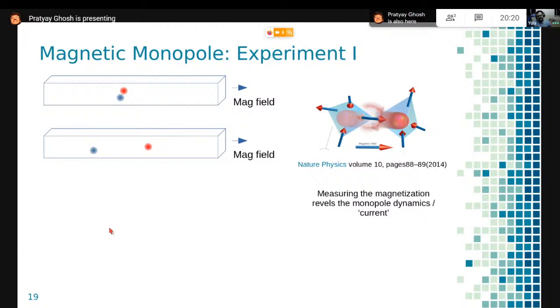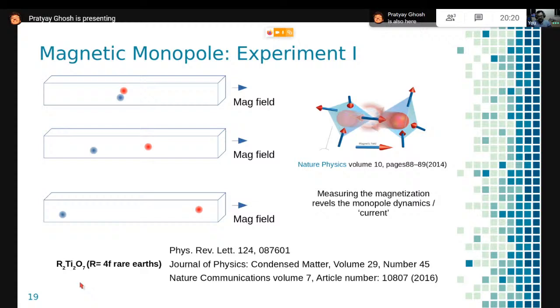And when you keep on applying the field for a few seconds, you can actually see a monopole current generating in the system. You can actually detect it experimentally. And that has been done in many of these works.